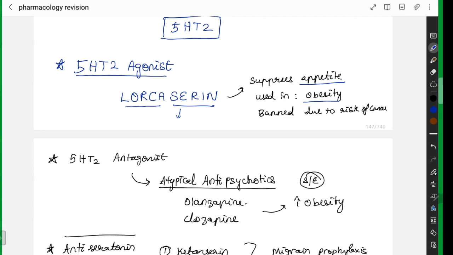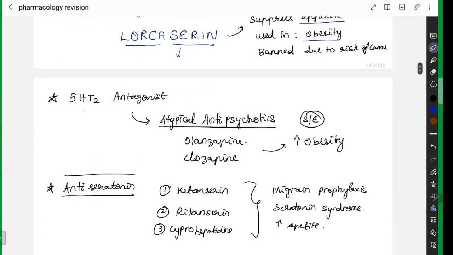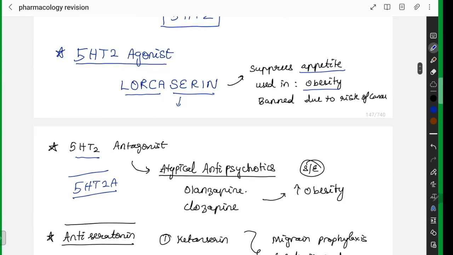Next is going to be 5-HT2 antagonist, where we use this 5-HT2 antagonist in atypical antipsychotics. Do you remember? 5-HT2A. Yesterday we were discussing this. In case of antipsychotics, you have olanzapine, clozapine. Now tell me, if you give an agonist, it is going to suppress your appetite and be helpful in obesity. If you antagonize this receptor, what happens? It is going to increase your appetite and cause an increase in obesity.